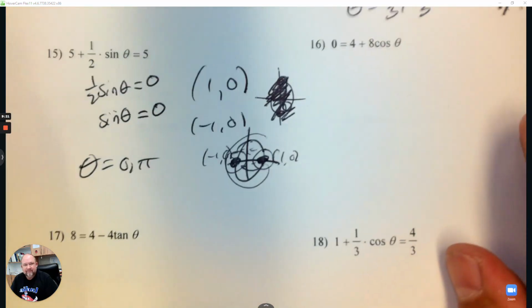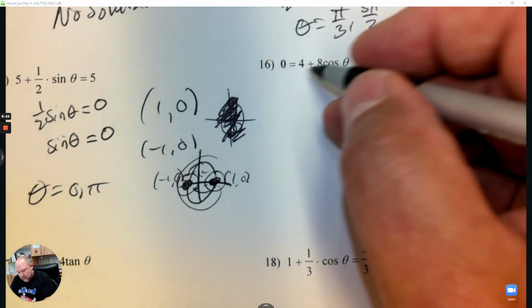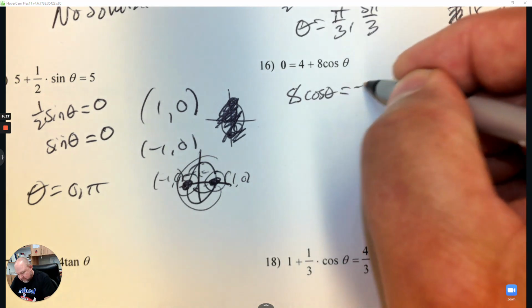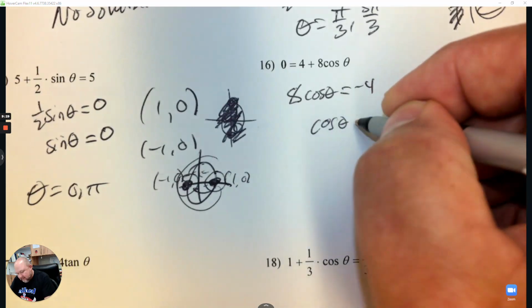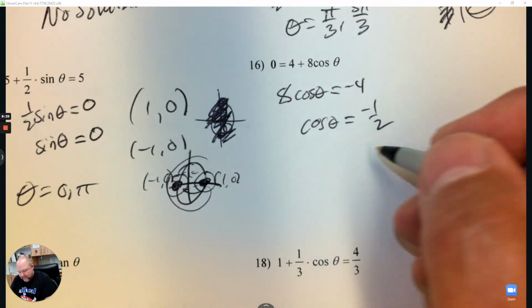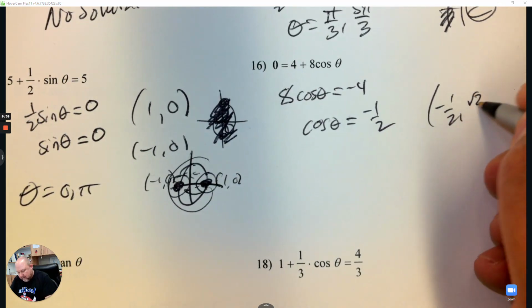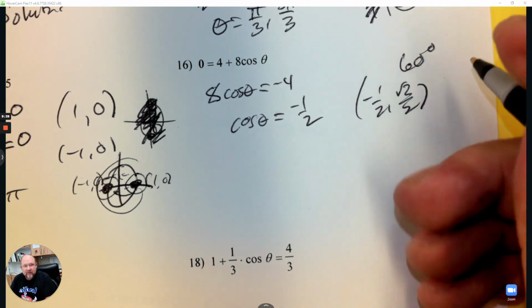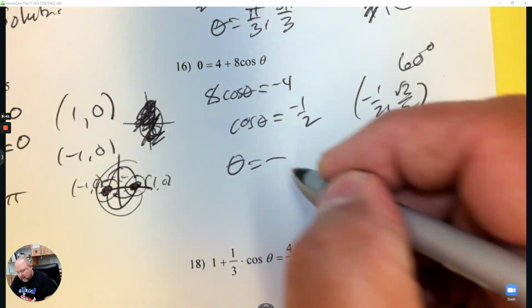Number 16. We're going to subtract 4. I'm going to divide by 8. Well, negative 4 divided by 8 is negative 1/2. And then that's the x coordinate. So the y coordinate is root 3 over 2. This is a 60-degree reference angle, so I already know the denominators.